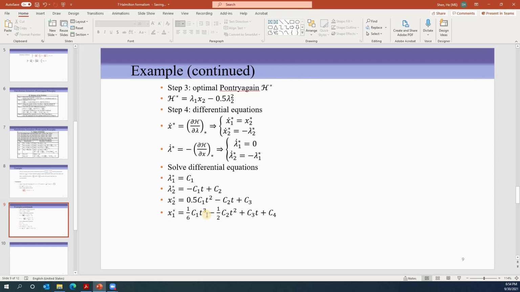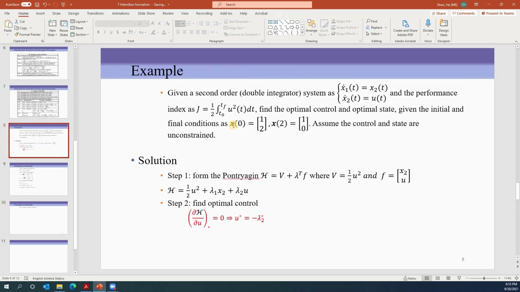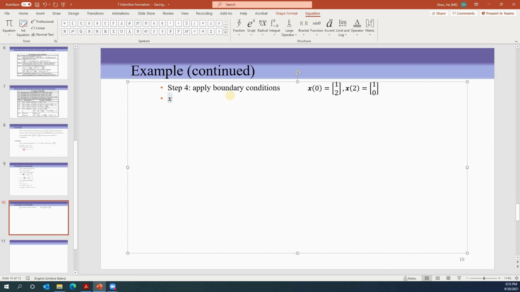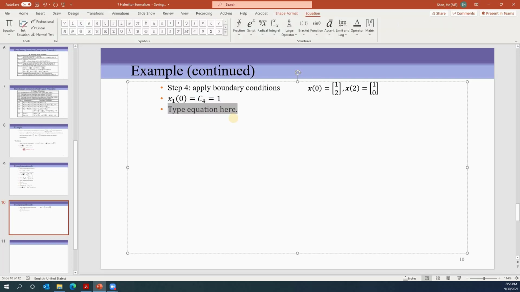Next step is to apply the boundary conditions. Applying the boundary conditions will allow us to solve for C1, C2, C3, C4. Step 4, apply boundary conditions. So we have 4 boundary conditions, which are given like this. x1 at time 0, from this formula, we know it's C4. That is equal to 1. And x2 at time 0 is equal to C3. That is equal to 2.